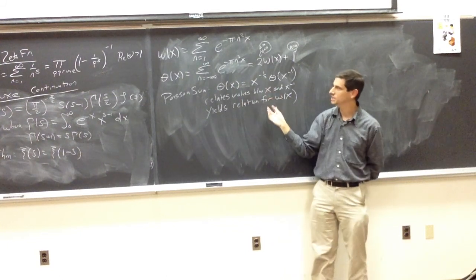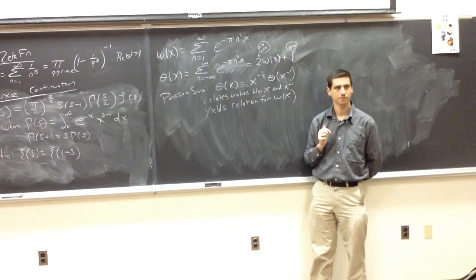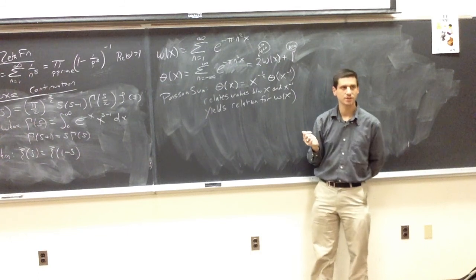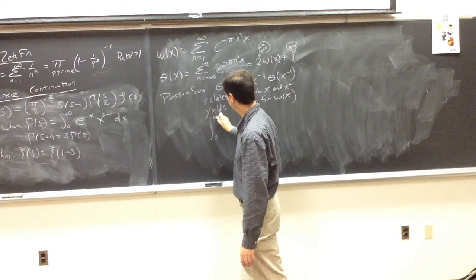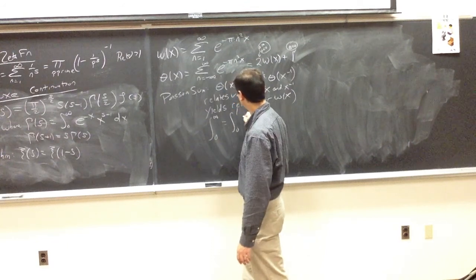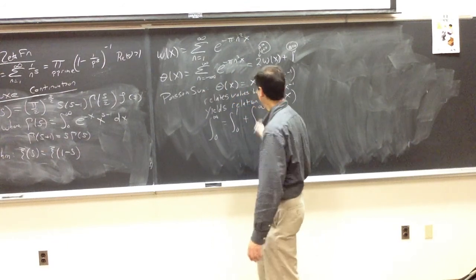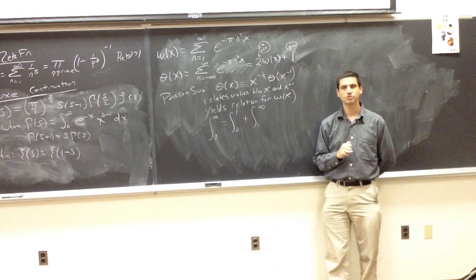There is a simple way to get from theta to omega. The question is, why do we want to do something like this? The reason we like to do stuff like this is when we have integrals from 0 to infinity, it turns out it's often really nice to write them as integrals from 0 to 1 and then integrals from 1 to infinity.